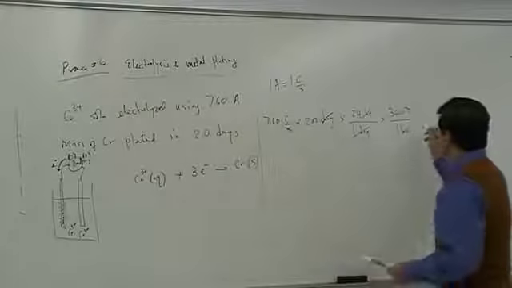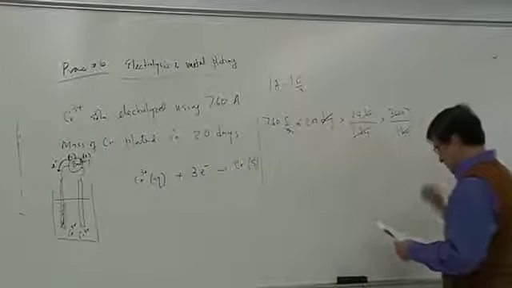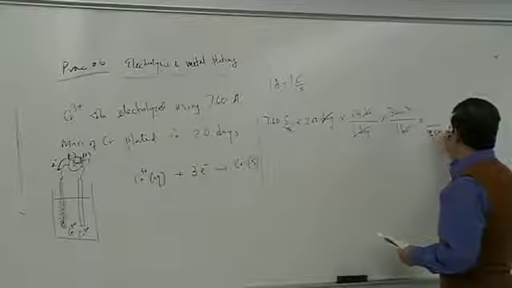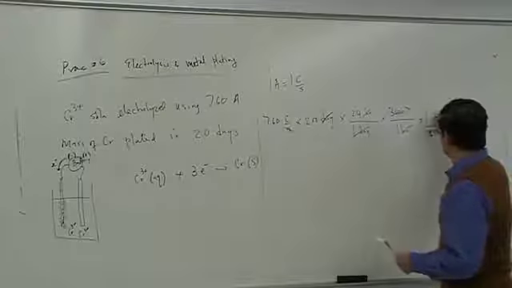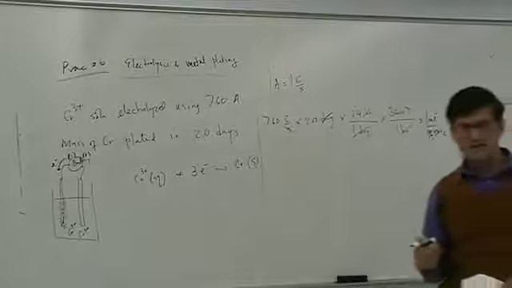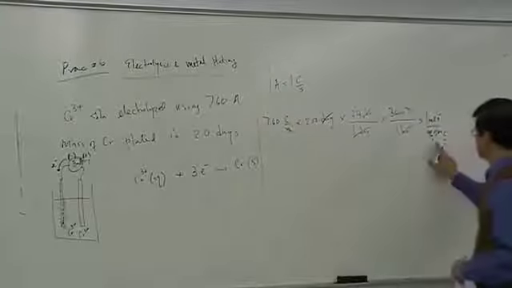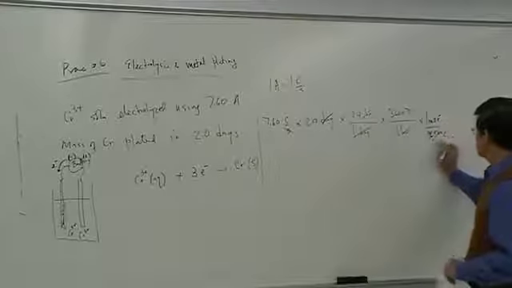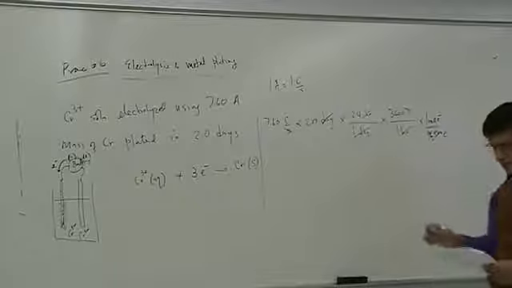Now what else do we know? We can continue this in one step. 96,500 coulomb, that's in 1 mole of electron. So 1 mole of electron has, it's also called Faraday's number, Faraday's unit value. 1 mole of electron has 96,500 coulomb. In your data sheet, you should have that number.